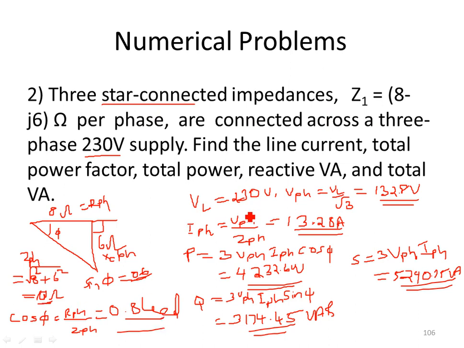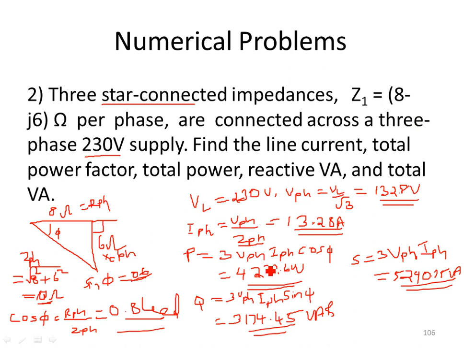Now line voltage is given as 230 volt. So what is phase voltage? Phase voltage is line voltage by root 3, so that is 132.8 volt. Now what is I phase? I phase is phase voltage by impedance per phase. Z phase is 10 ohm. So it is 132.8 divided by 10. Answer is 13.28 ampere.